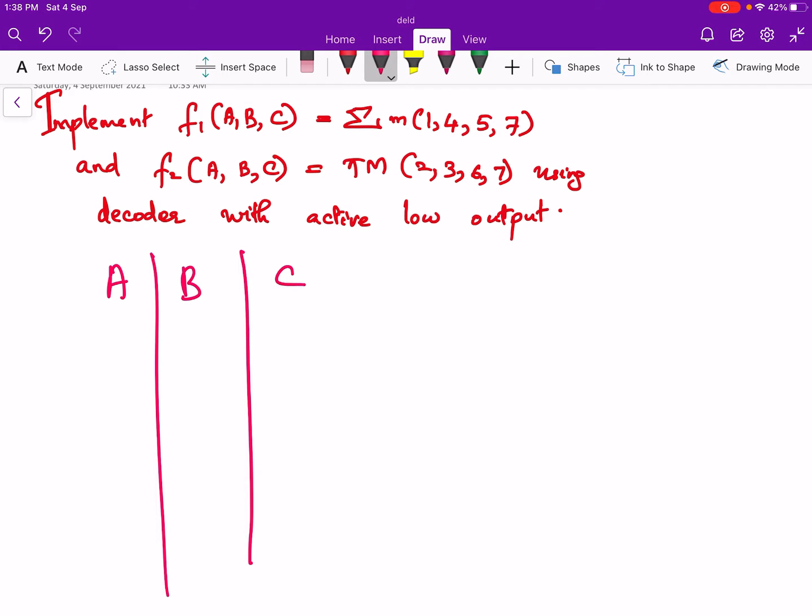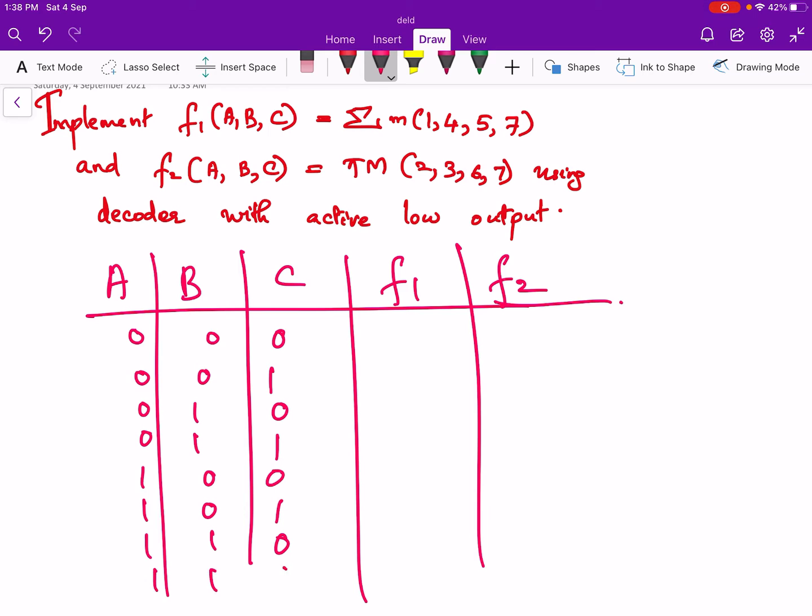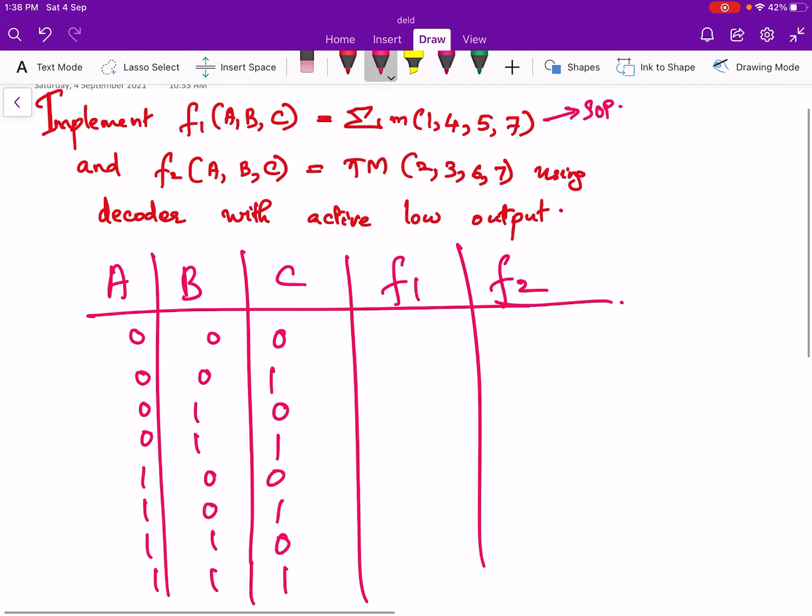So A, B, C are the input variables and F1 and F2 are the output variables. The first function is F1. F1 is in the SOP form. So 1, 4, 5, 7 are the minterms. Corresponding to the minterms we have to mark 1s and the others will be 0s. So 1 is 1, then 4 is 1, 5 is 1, 7 is 1. The rest will be 0s.